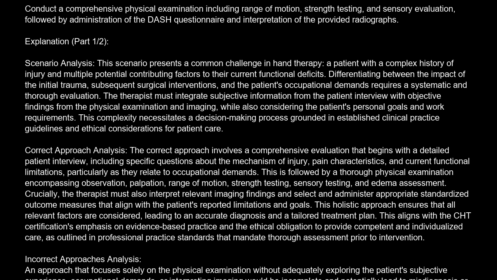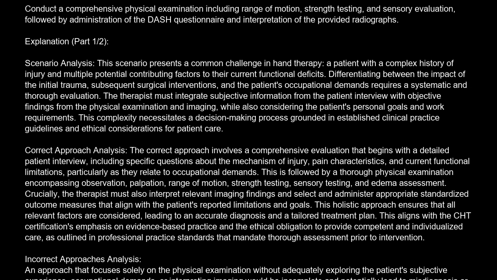This complexity necessitates a decision-making process grounded in established clinical practice guidelines and ethical considerations for patient care. Correct approach analysis. The correct approach involves a comprehensive evaluation that begins with a detailed patient interview, including specific questions about the mechanism of injury, pain characteristics, and current functional limitations, particularly as they relate to occupational demands.